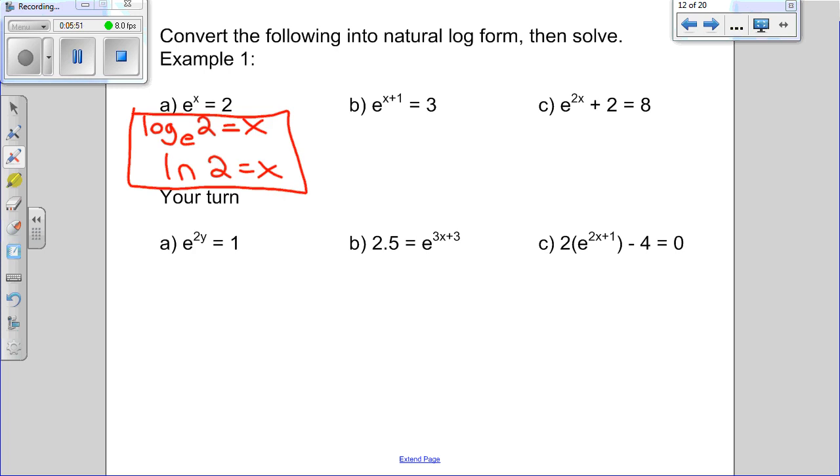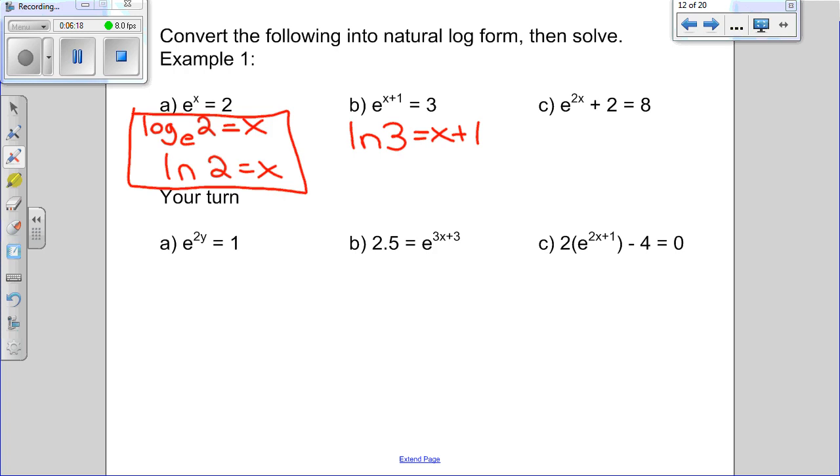Alright, so just like yesterday, we can solve equations that have exponents that are unknown. To do that, we change it into log form. So if I want to convert this, I'd convert it to be the natural log of 3 equals x plus 1. Instead of writing log base e, I'm just writing ln for natural log. I can calculate these values.